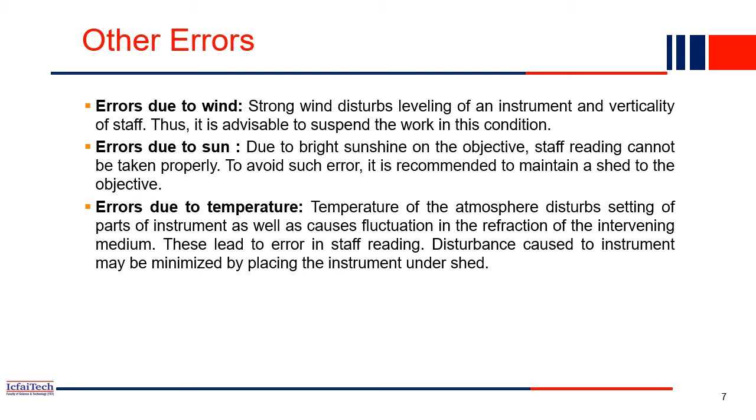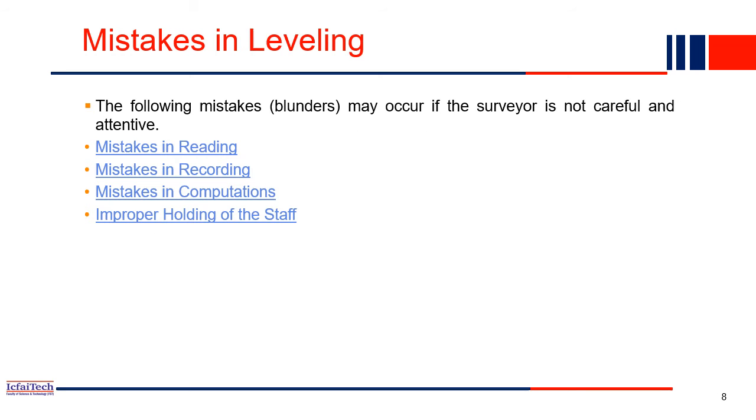Now you understand what are the total errors coming into our leveling instrument. So now the next one is the mistakes in leveling. So what are the mistakes? Basically, four types of mistakes can occur in our reading. The first one is mistakes in reading, meaning the surveyor will be looking at the staff through the telescope, right? So there may be a possibility that error will be introduced. So that is a mistake in reading.